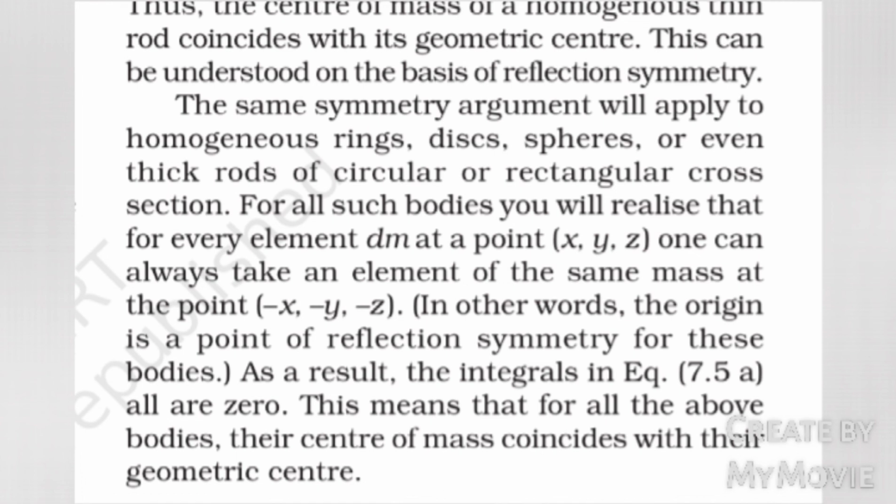The same symmetry argument will apply to homogeneous rings, discs, spheres, or even thick rods of circular or rectangular cross-section. For all such bodies, for every element dm at point x, y, z, one can always take an element of the same mass at the point minus x, minus y, minus z. In other words, the origin is a point of reflection symmetry for these bodies. As a result, the integrals are all 0. This means that for all the above bodies, their center of mass coincides with their geometric center.